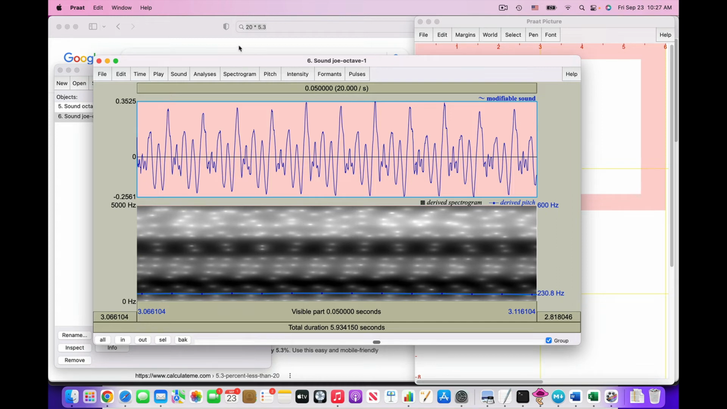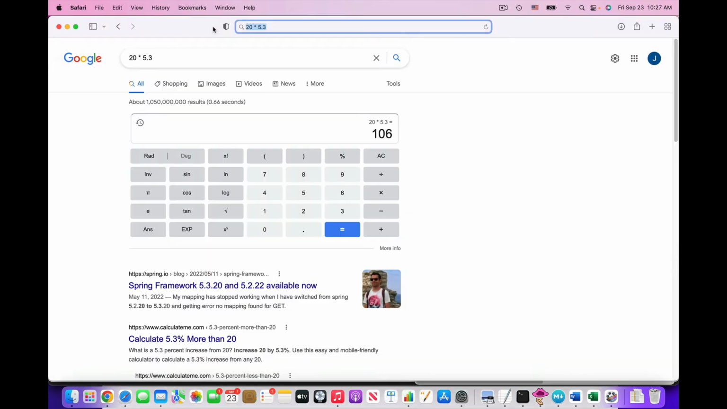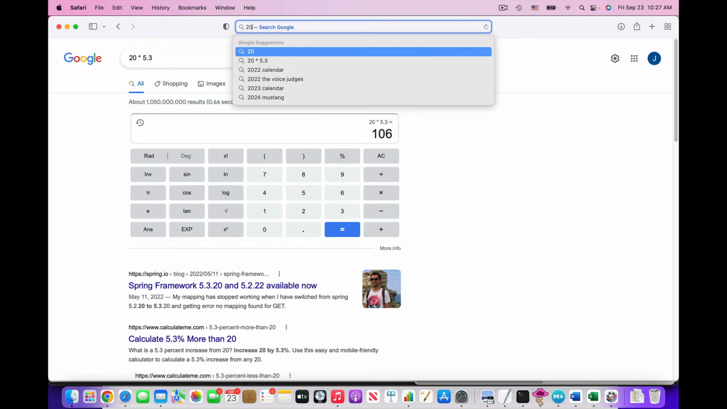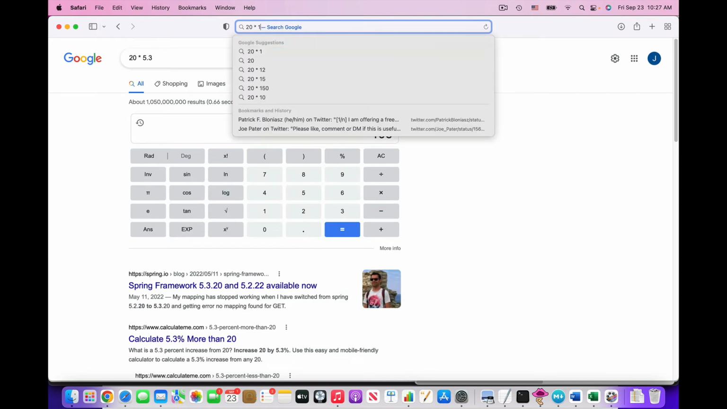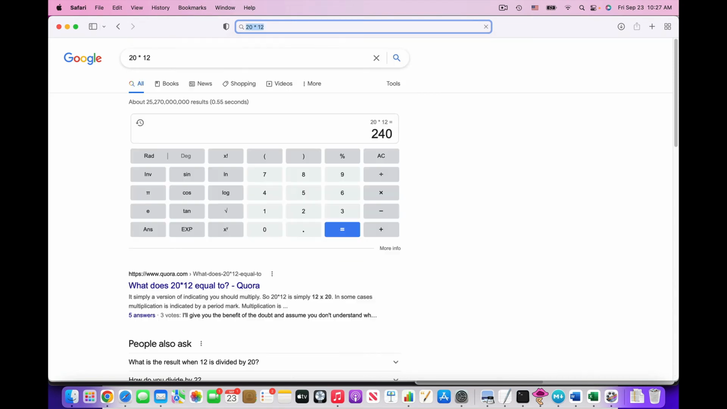So 20 times 12, and the other one was 5.3. So we have something that's about double the other one.